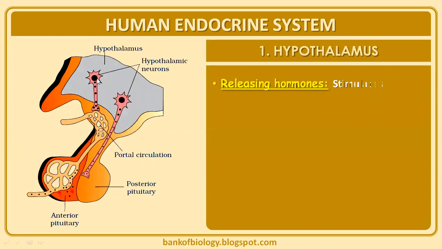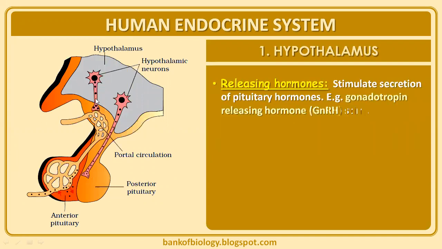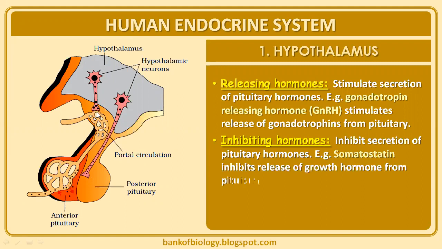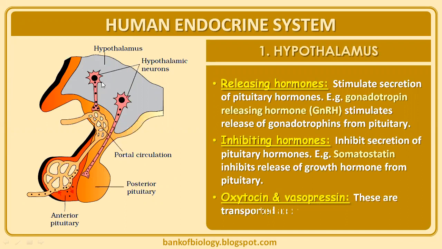This is the pattern we discussed earlier: the hypothalamic neurons secrete a particular releasing hormone or inhibiting hormone. We took the example of GHRH, growth hormone releasing hormone, released from the hypothalamic neuron. It goes through the capillaries of the hypothalamic blood vessel to the capillaries of the anterior pituitary, and stimulates the anterior pituitary for the secretion of growth hormone.